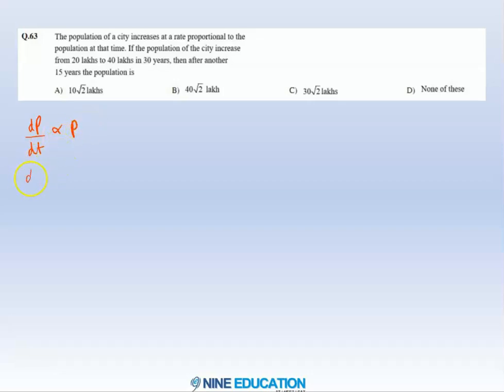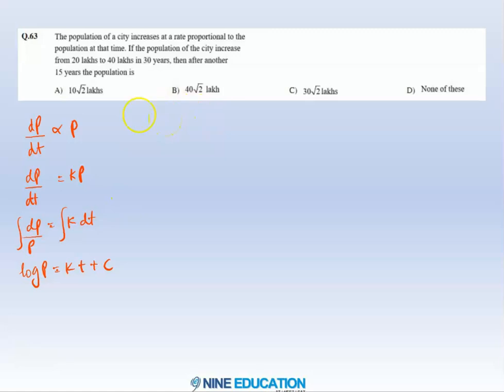To remove this proportionality constant, I need to write dp by dt is equal to some constant k times p. Now I can say dp by p is equal to k dt, and p basically I brought to the left side, and now if I integrate both sides, I will be getting log p is equal to kt plus c. So we are having two things to find out now. One is k, one is c, and for that only we are having data also in the question.